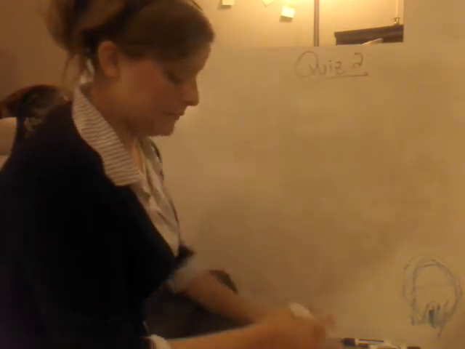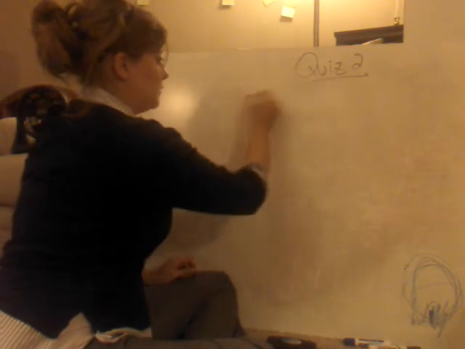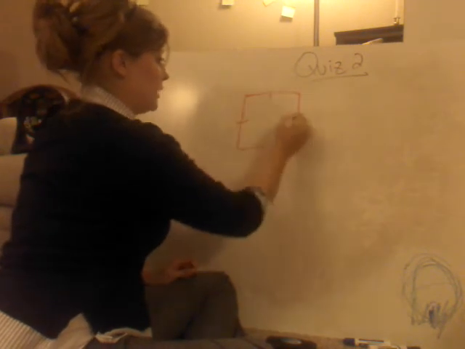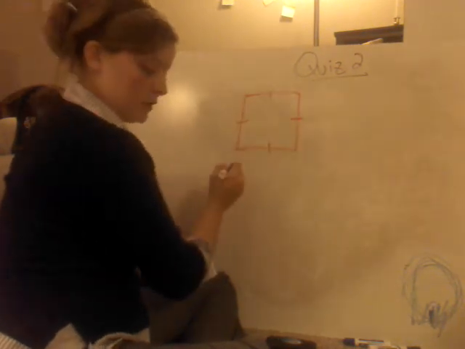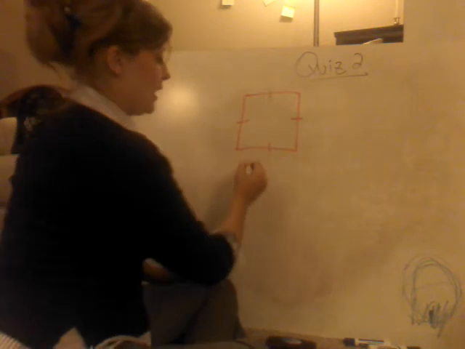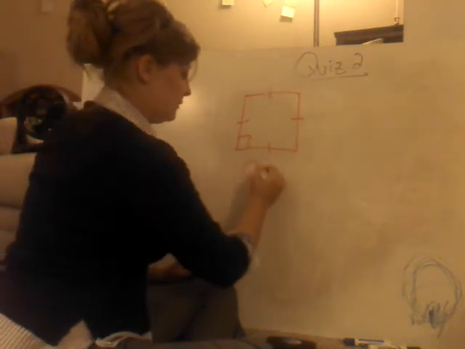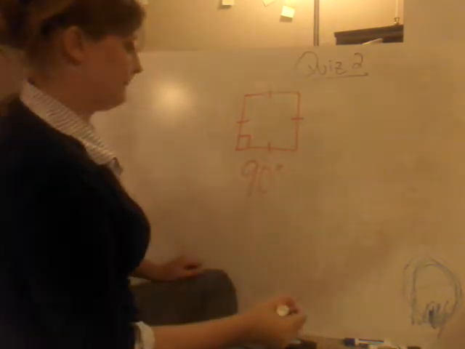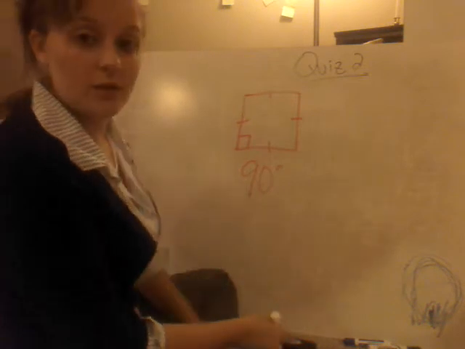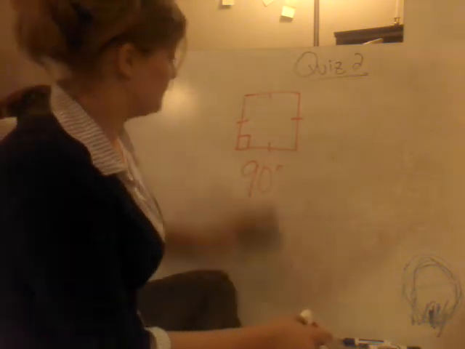For 19, I gave you a square. I told you that all the angles are equal. I said every angle is what? Every angle is 90 degrees. That's all I wanted for that one, just to let me know that every angle is 90 degrees.